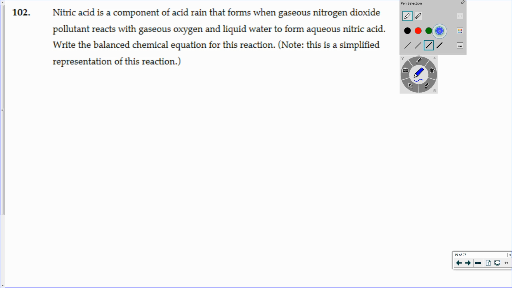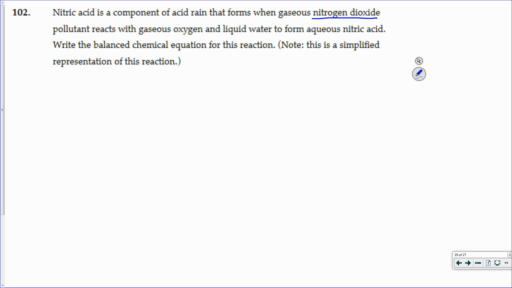All right, it tells us nitric acid is a component of acid rain. It forms when we have gaseous nitrogen dioxide, so that's one reactant, that reacts with gaseous oxygen and liquid water to form aqueous nitric acid. So there are 3 reactants in this one, and the product is nitric acid. Let's start trying to figure out formulas.